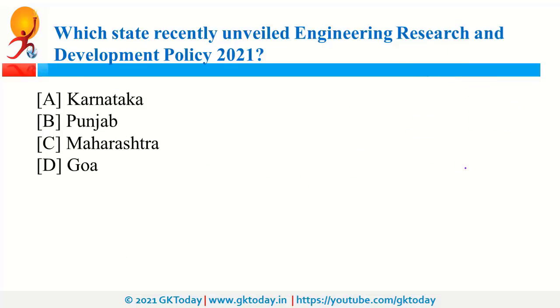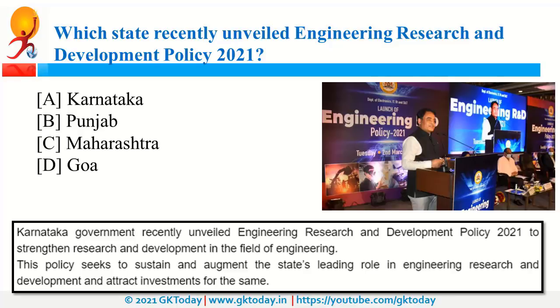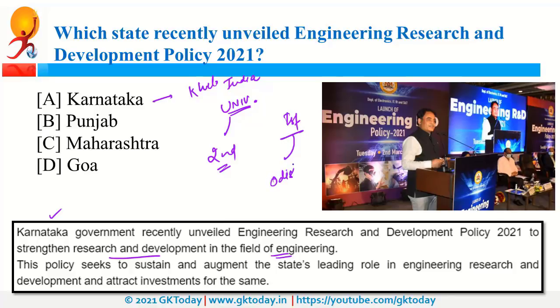Next question is, which state recently unveiled Engineering Research and Development Policy 2021? So this has been done by Karnataka to strengthen research and development in the field of engineering. Recently, Karnataka was also in news as it is going to be the host of Khelo India University Games. So this is going to be the second edition. The first edition of Khelo India University Games was held in Bhubaneswar, and it is in Odisha.